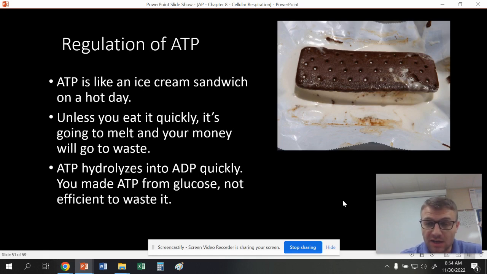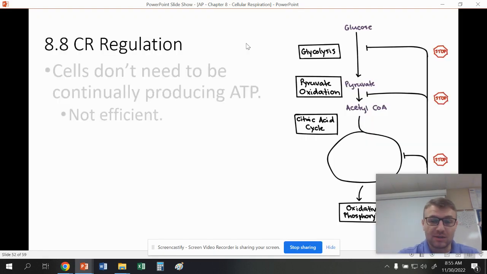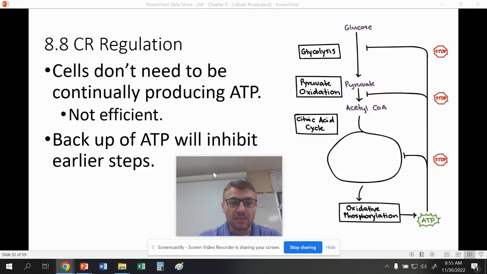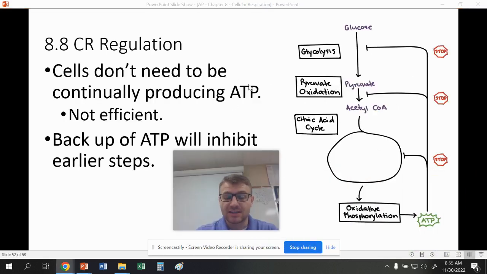You can't just store a bunch of ATP and say, hey, whenever I need it in the future, I'll produce it. No, it can only last for a short time, so we have to produce it whenever we need it. So your body, through millions of years of evolution, we've evolved ways to regulate how much ATP is produced. So what happens is the cells, when they don't need ATP, are going to stop producing ATP. And this is because ATP will inhibit earlier steps in this process.